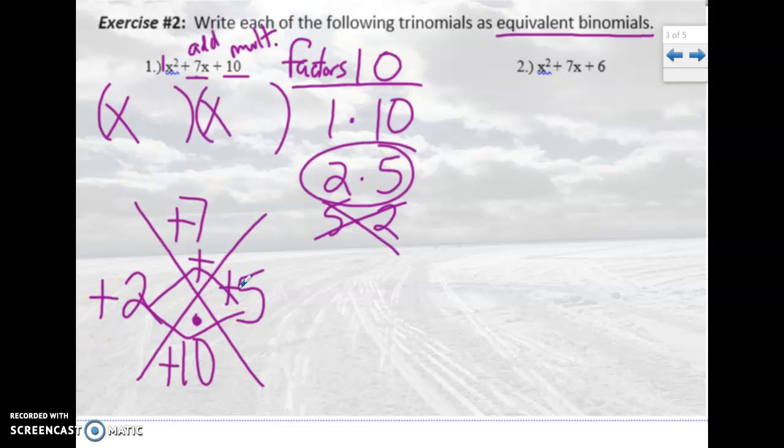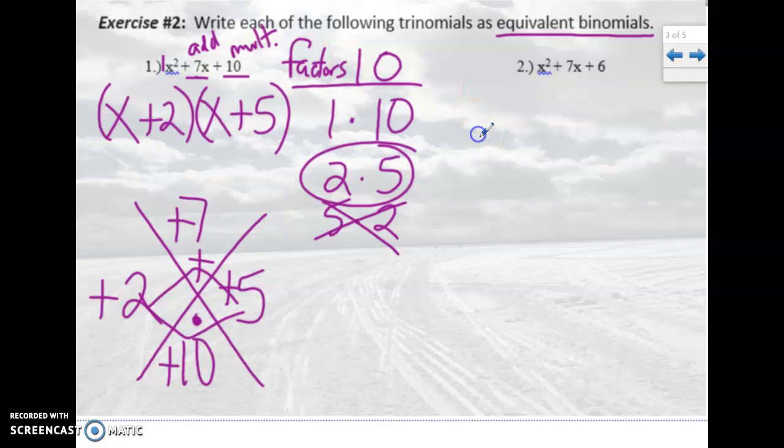They make both a positive 7 and a positive 10 when both of these are positive. So we take our 2 and our 5, we put it inside the parentheses, and there you go. The two binomials that would multiply and make that trinomial are x plus 5 and x plus 2. I'll give you the chance to kind of get that down.